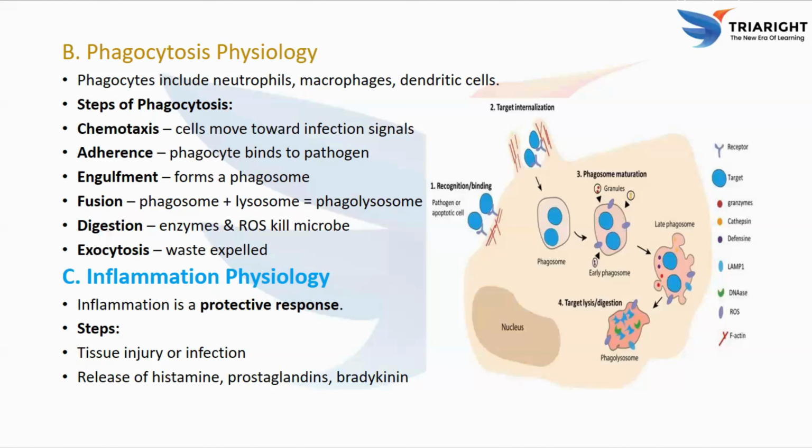So why is inflammation beneficial? Because it brings more immune cells to the infected area. It makes blood vessels leaky, so phagocytes can escape into the tissues. Generally people often think inflammation is harmful, so you have to emphasize that acute inflammation is protective. Always remember, acute inflammation is protective.